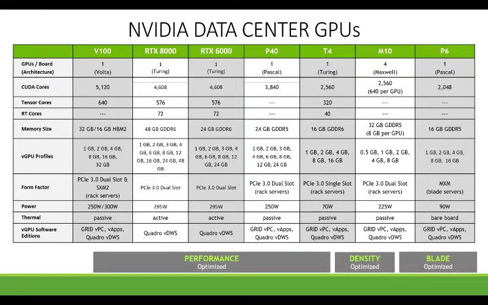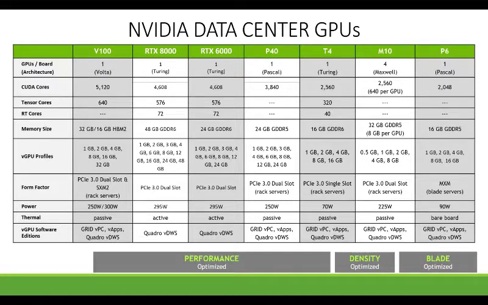You can see from the naming, starting with the V100, that's a GPU based on the Volta architecture. The RTX cards are actually Quadro cards, not Tesla cards. They are based on the Turing architecture, which is our latest architecture. The P40 is based on the Pascal architecture, which is the architecture right before the Volta architecture. We have the Tesla T4, which again is based on the Turing architecture.